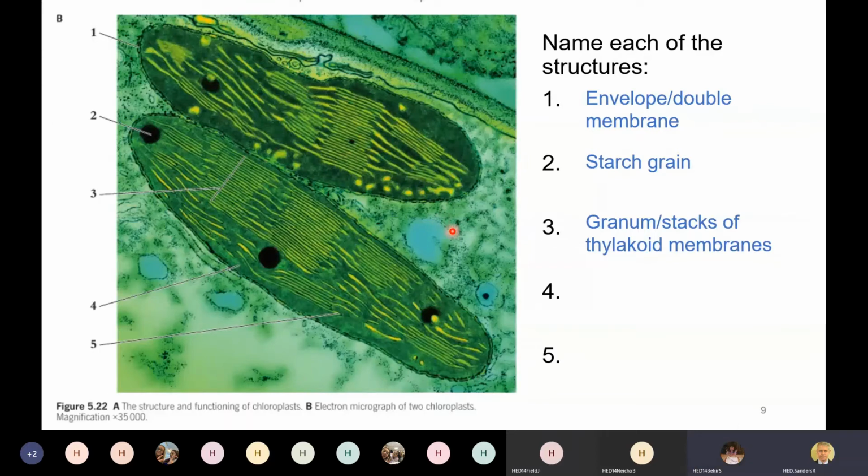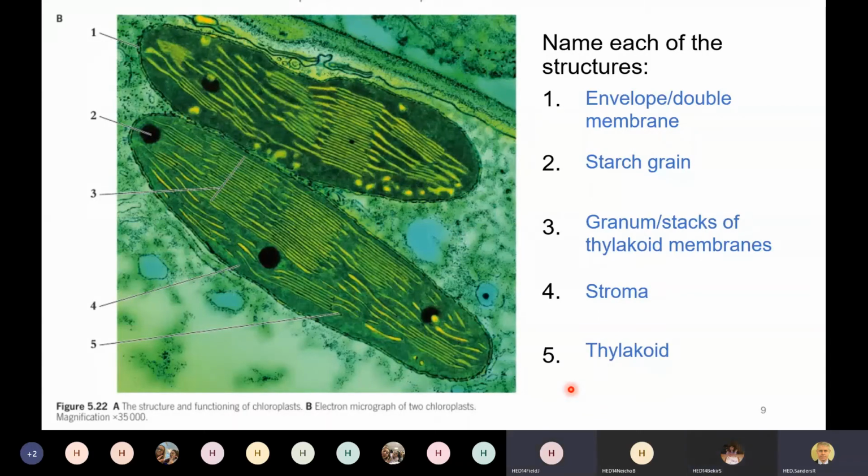So 4 is the stroma. It is quite difficult to see on this. That's just the space outside the membranes, and 5 would just be a thylakoid membrane. Okay, so that's the structure of the chloroplast.